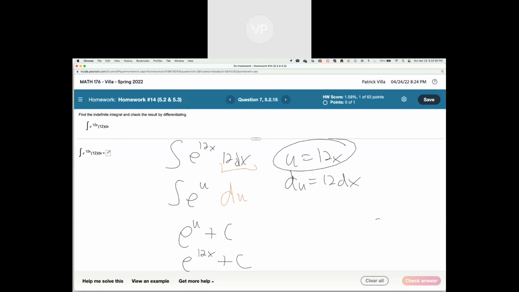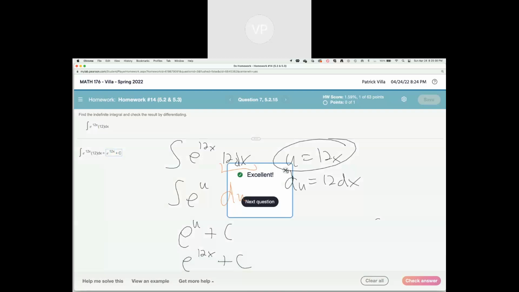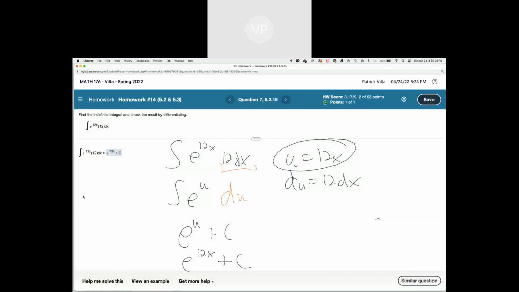So let's see what we get here. e to the 12x plus c. And again, I should have done one without the plus c, just to remind you, if you don't put the plus c, you are going to get marked wrong on almost all of these here. All right? And that's it for that one. So same thing as always. Go ahead and pause if you need a little more time. And when you're ready, unpause and move forward.